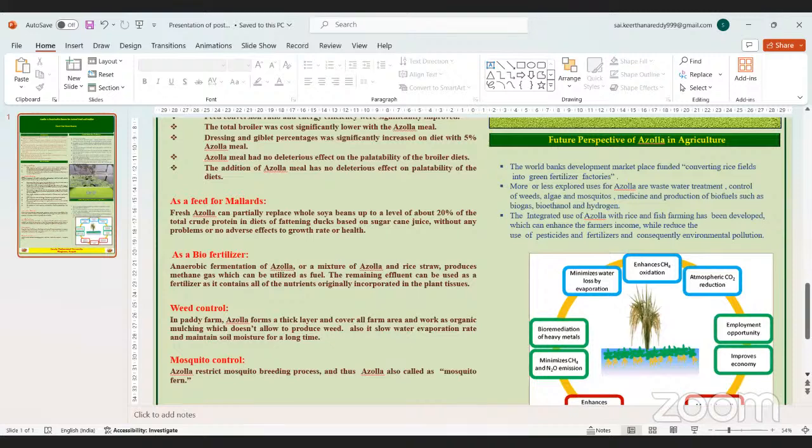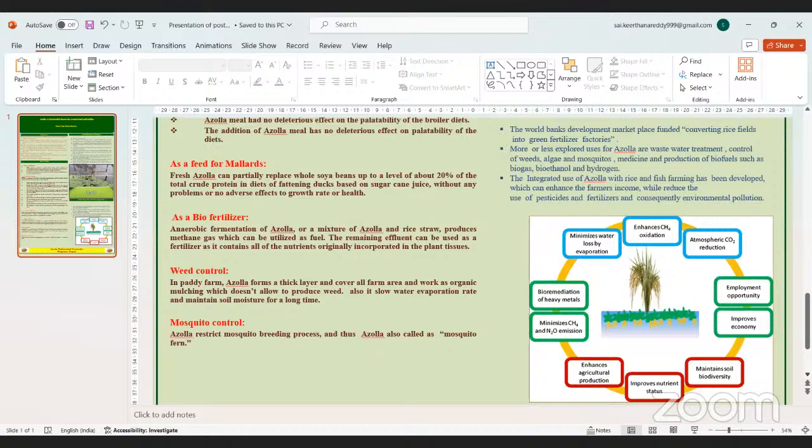Anaerobic fermentation of Azolla, or a mixture of Azolla and rice straw, produces methane gas which can be utilized as fuel. The remaining effluent can be used as a fertilizer, and it contains all of the nutrients originally incorporated in the plant tissues. It is also used as a weed control. In paddy fields, Azolla forms a thick layer and covers the whole area and works as an organic mulch, which does not allow weeds to grow. Also, it slows water evaporation and maintains soil moisture for a long time. It is also used as mosquito control. Azolla restricts the mosquito breeding process, and thus Azolla is also called mosquito fern.